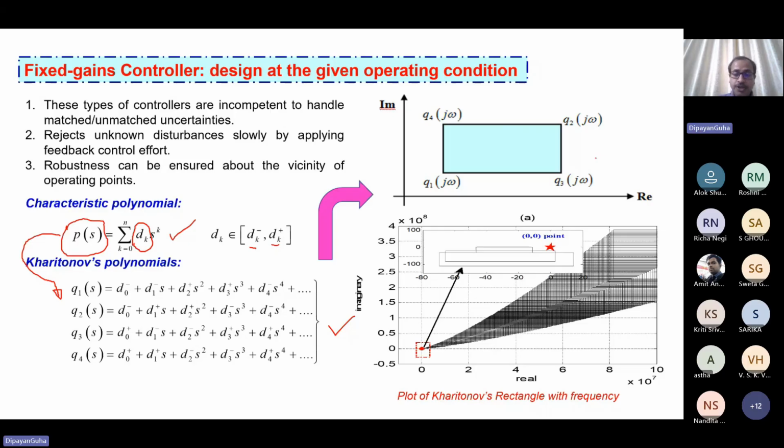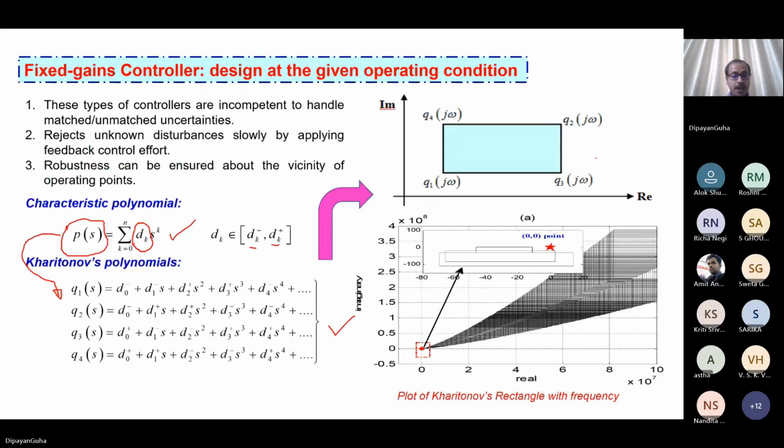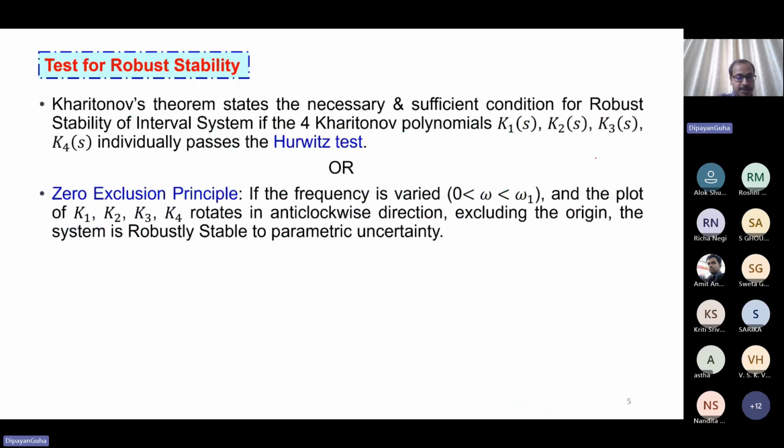Now, once this family of Kharitonov rectangles is available, based on what criteria can we conclude that the closed loop system for a given perturbation level is robustly stable? For this, we have two tests. The first statement says: individually test whether Q1, Q2, Q3, Q4 are Hurwitz or not. So individually test whether all these four polynomials pass the Hurwitz test or not. This is the first statement. Here it is K1, K2, K3, which are the same as Q1, Q2, Q3.